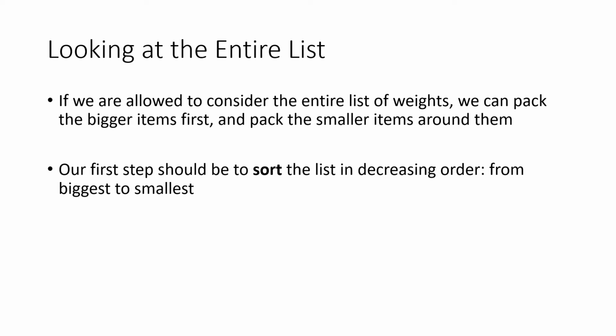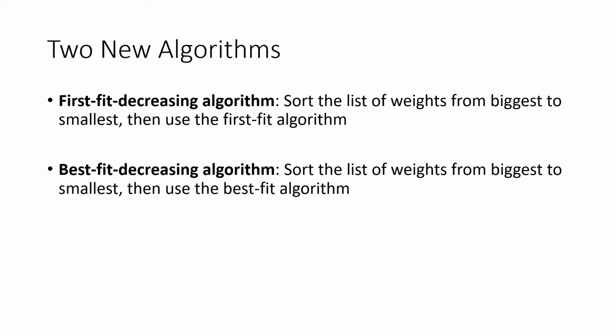In some applications, it's possible to look at the entire list of objects and then make our decisions for which objects go in which bins. If we are in one of those situations, then what we want to do is pack the bigger items first, the heavier weights first, and pack the smaller items around them. So our first step is going to be to sort the list in decreasing order, from the biggest numbers to the smallest numbers. That's going to give us two new algorithms.